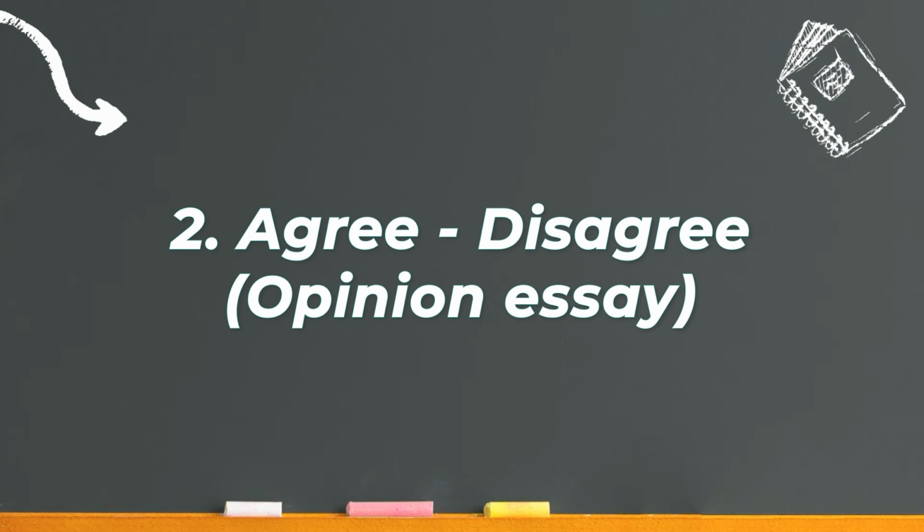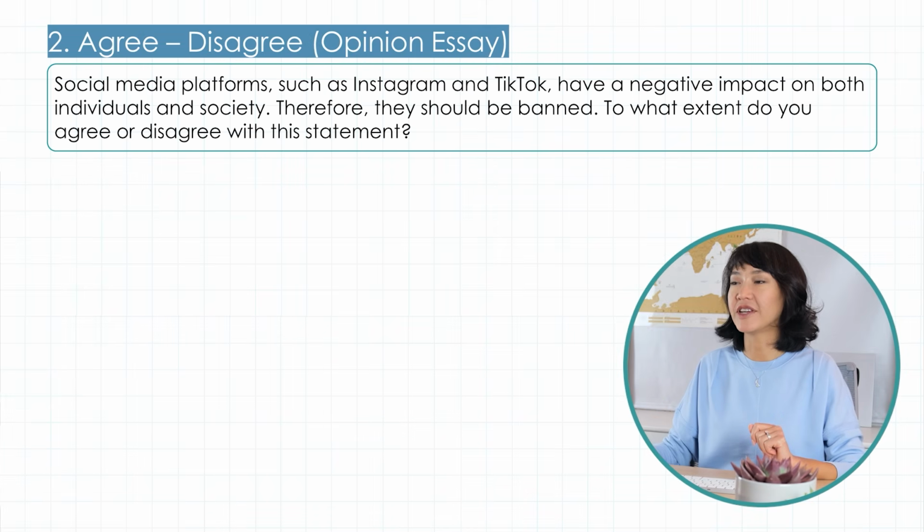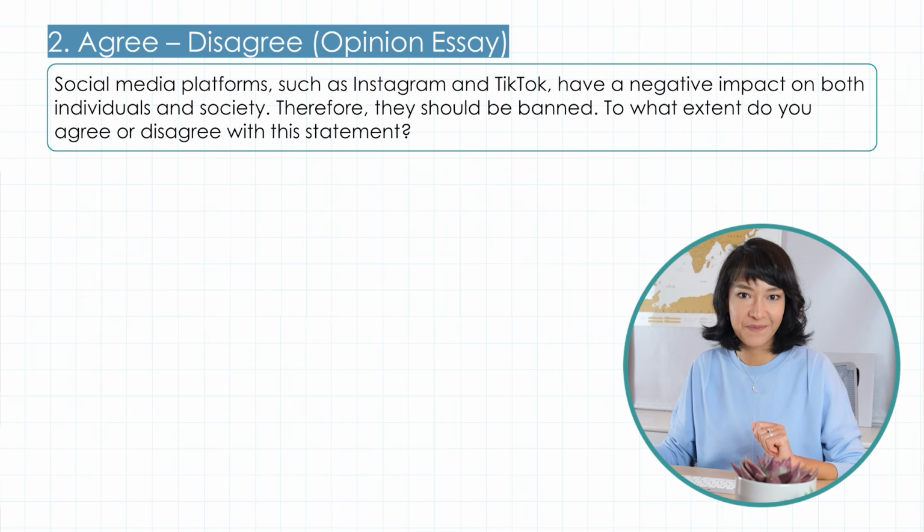The next type of question is the direct opposite. Agree, disagree, also known as an opinion essay. Here is our topic. Social media platforms such as Instagram and TikTok have a negative impact on both individuals and society. Therefore, they should be banned. To what extent do you agree or disagree with this statement?